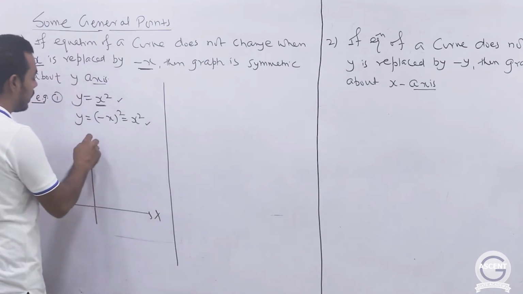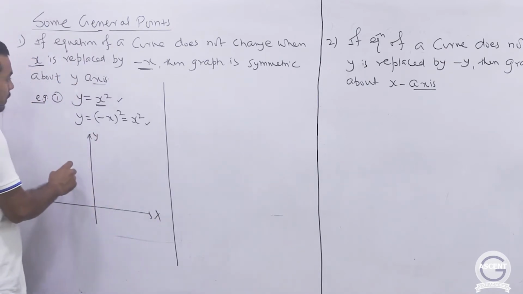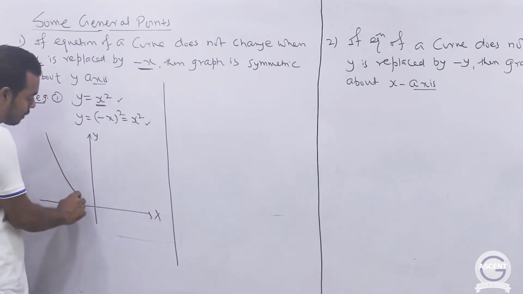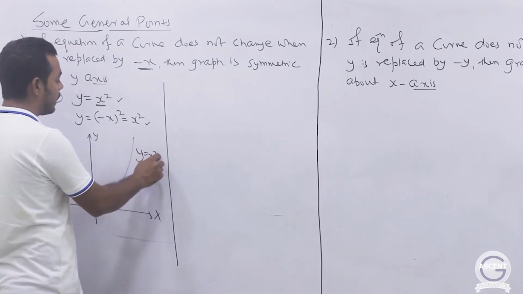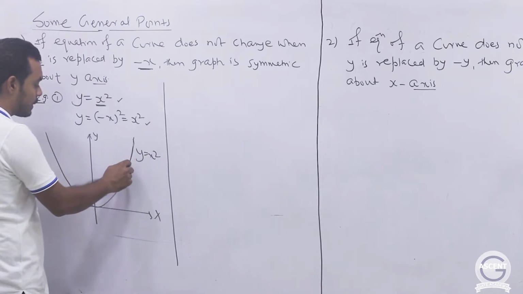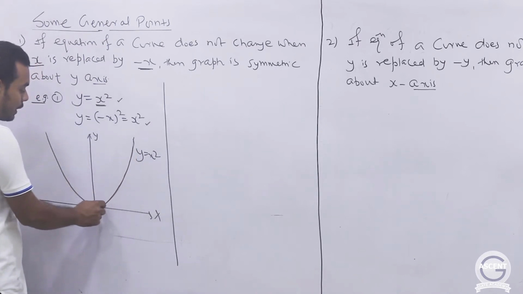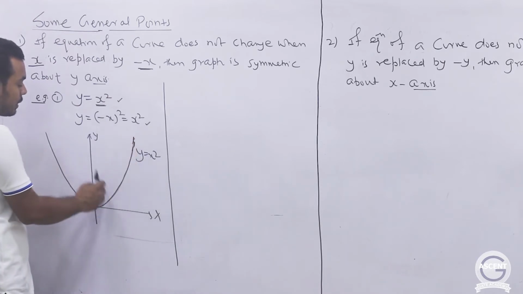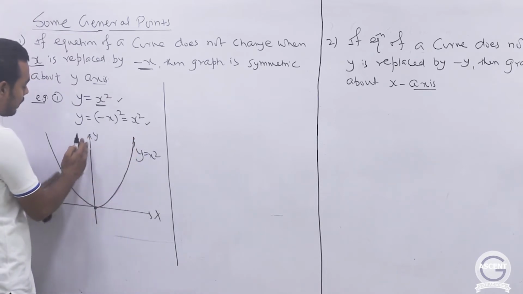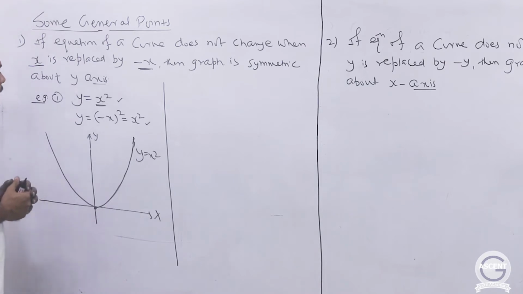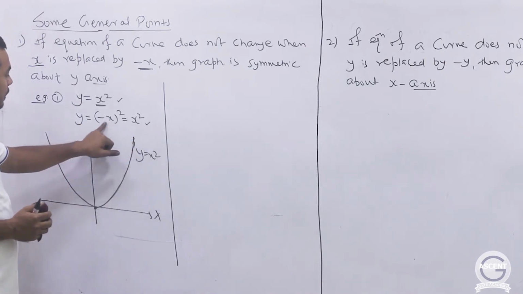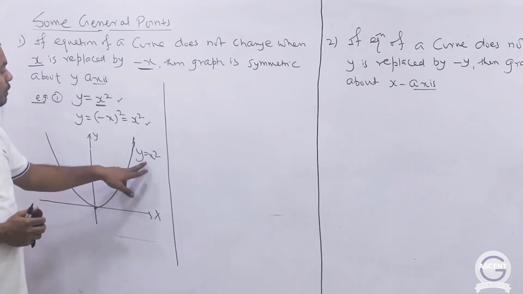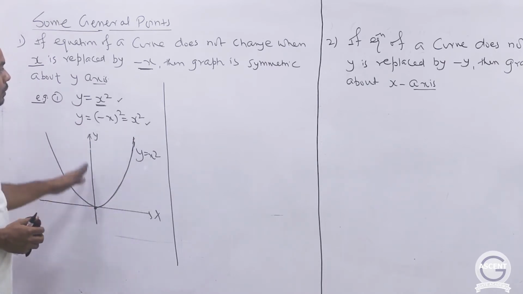So these are our coordinate axes, and we all know that this is the graph of y equals x square, and this graph is symmetric about y-axis. If y-axis is the mirror, then the image of this half of the graph on the positive side of the x-axis will be the other half of the graph. Since we are getting the same equation by replacing x by minus x, the graph must be symmetric about this y-axis.